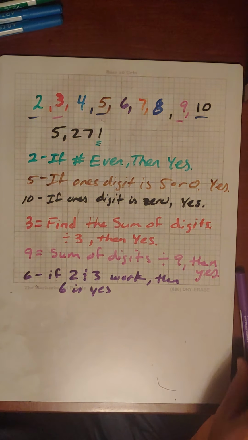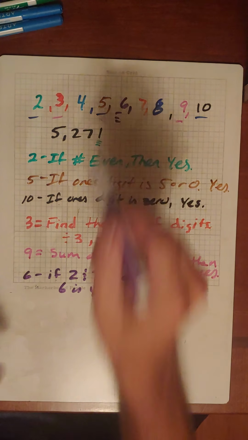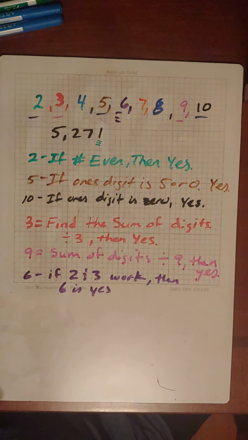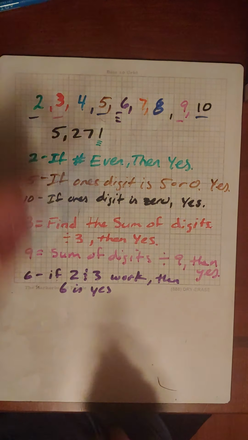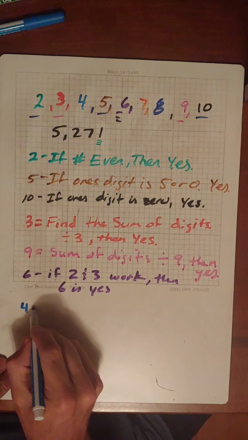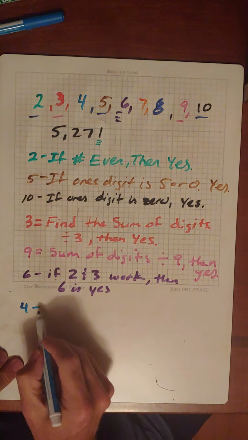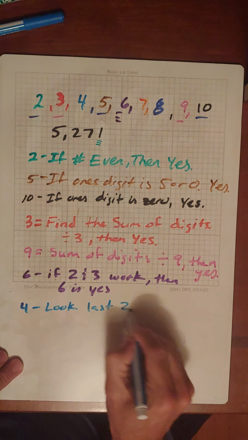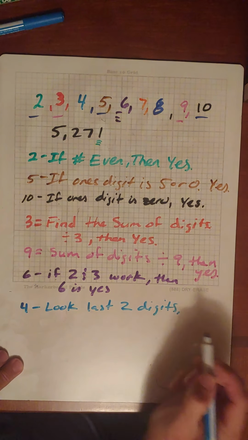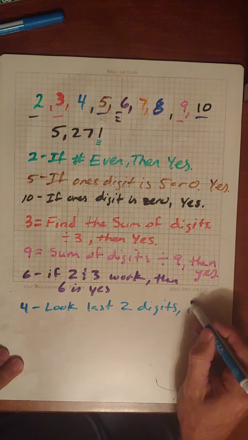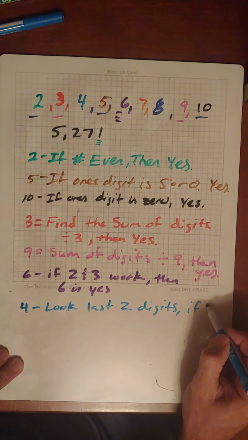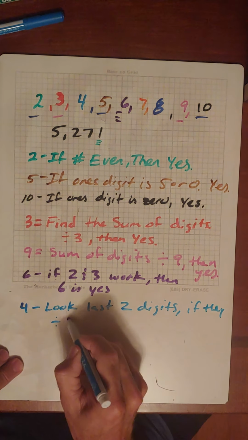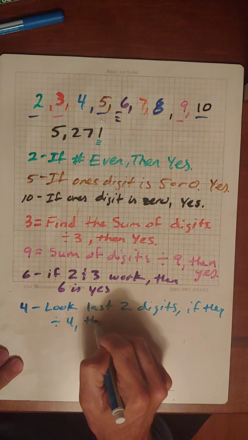Okay, and now, let's see, that's this one here. And see, what do I have left here? I got 4, and I have 8, and I have 7. All right, so I'm going to do 4 next. That is blue. So we got 4 next. So 4 is an interesting one. So for 4, you look at the last 2 digits only. Okay, last 2 digits. If they are divisible by 4, then the whole number is yes.